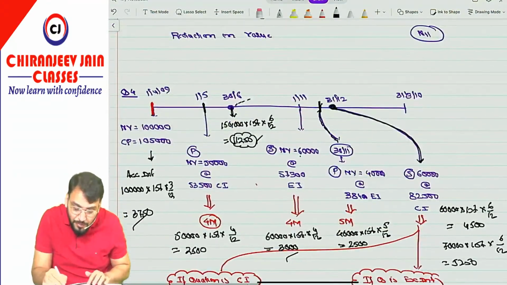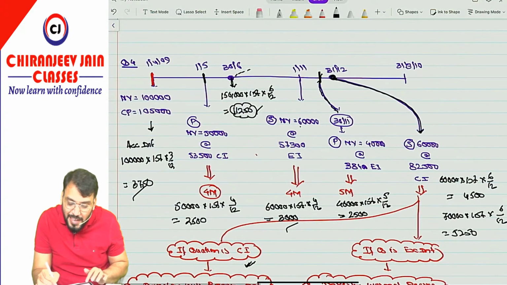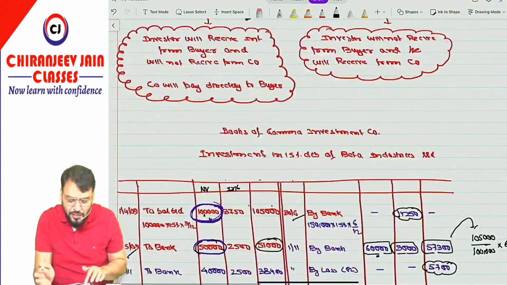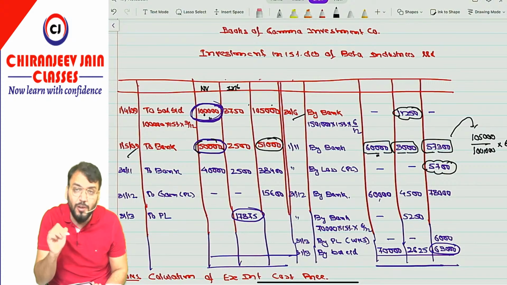Then after 1/11, what happened? On 3/8/11 came once again a purchase, and the purchase was done at ex interest price only. And the interest paid was 2,500. This is very easy. So on 3/8/11 to bank, 40,000 is the nominal value. Interest paid was 2,500. And the ex interest cost price given in the question is 38,400 only. Done.